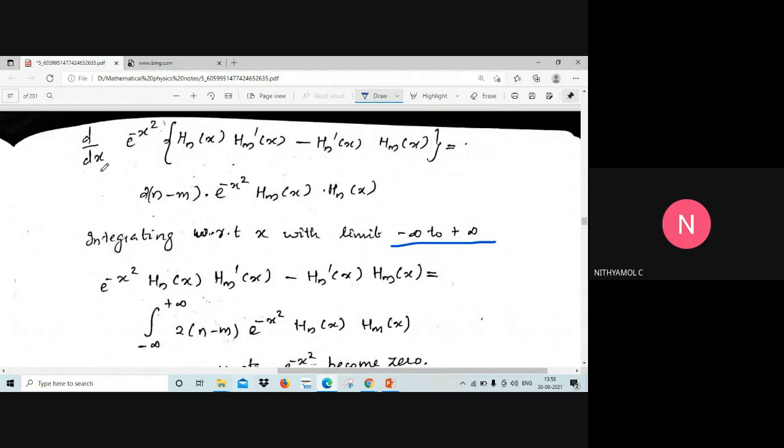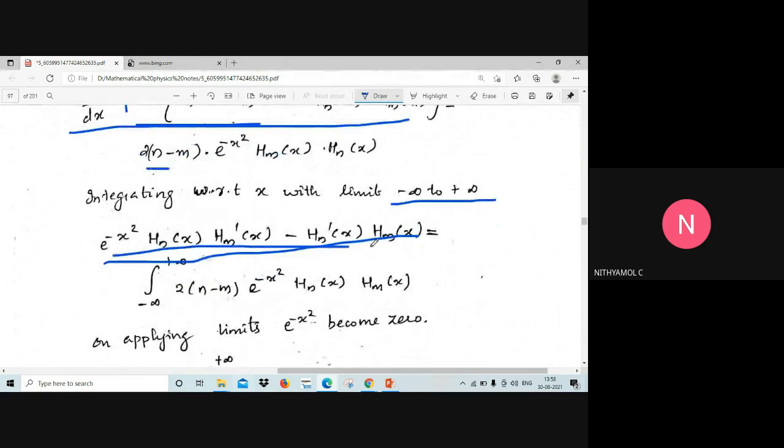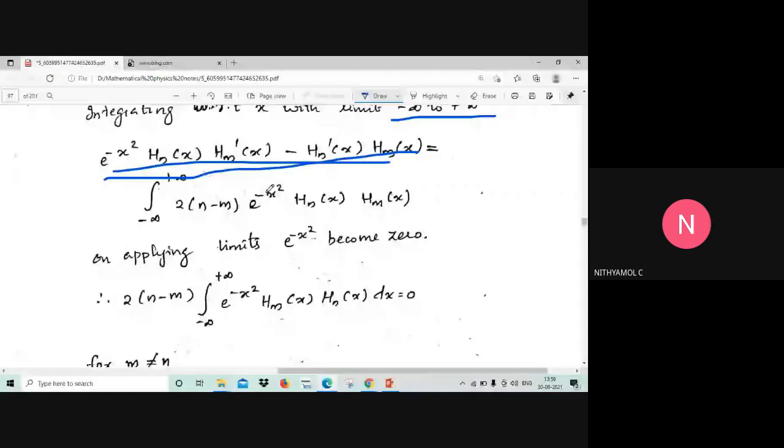If we are integrating this function, this is a derivative of a function. So the integral of the derivative of a function is the function itself. So in the RHS we can write the same function here, and in the LHS we can write the same function here. On applying the limits, e raised to minus infinity means 1 by e raised to infinity, that is 1 by infinity, which is equal to 0. So this function becomes 0.